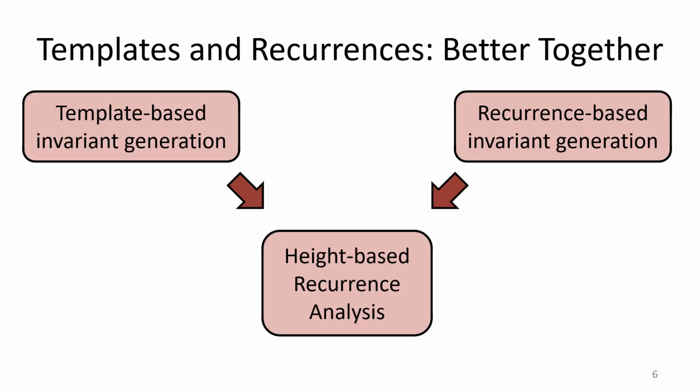The new analysis method that I'll describe can be seen as a combination of two past approaches for finding numerical invariants. First, template-based invariant generation, and second, recurrence-based invariant generation. We call the combined technique height-based recurrence analysis. As a next step, I'm going to describe what these two past approaches are at a high level, and then I'll explain how we put them together.